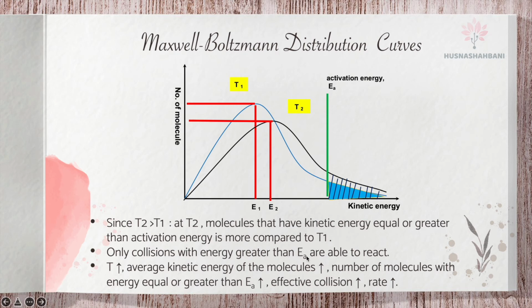Only collisions with energy greater than activation energy are able to react. So, when the temperature increases, the average kinetic energy of the molecules also increases. The number of molecules with energy equal to or greater than activation energy increases. Effective collision increases. Thus, the rate of reaction will also increase.